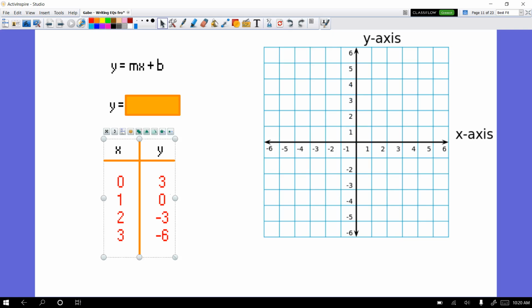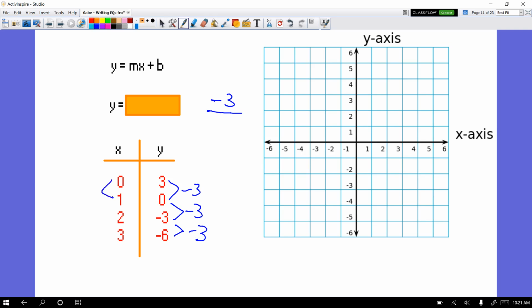What's y changing by? Looks like it's going from 3 to 0. That's minus 3. 0 to negative 3, minus 3. Negative 3 to negative 6, minus 3. So far, our change in y is negative 3. What's x changing by? Plus 1. Plus 1. Plus 1. And the reason I'm doing this is I want to make sure it's consistent.